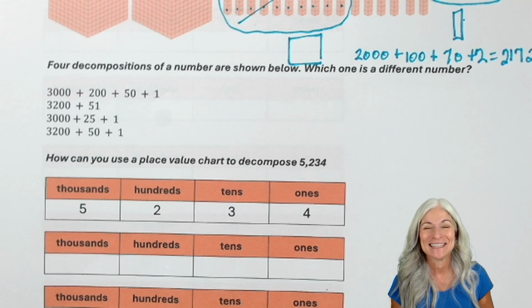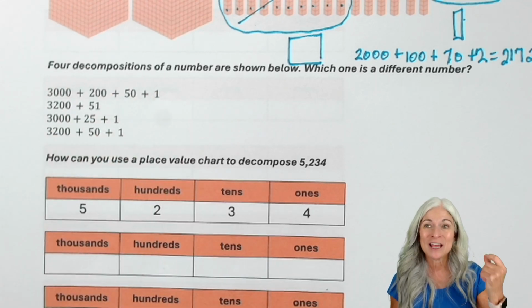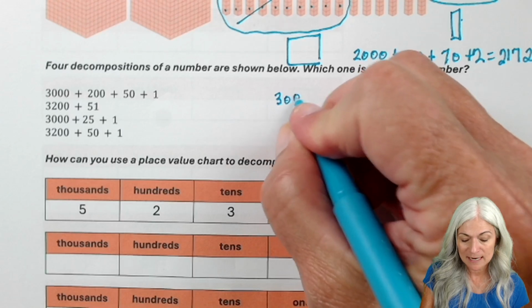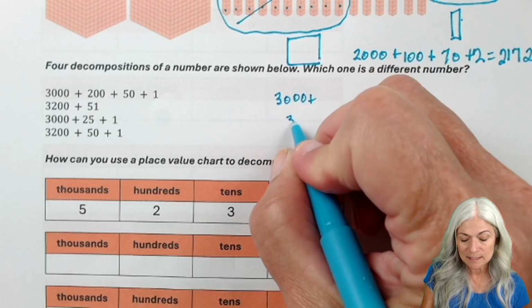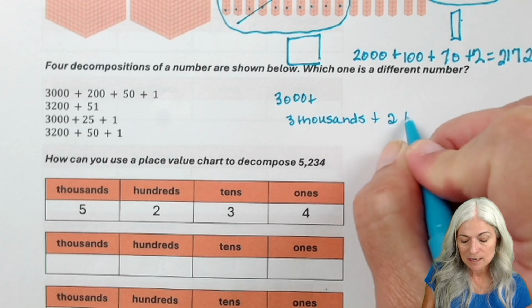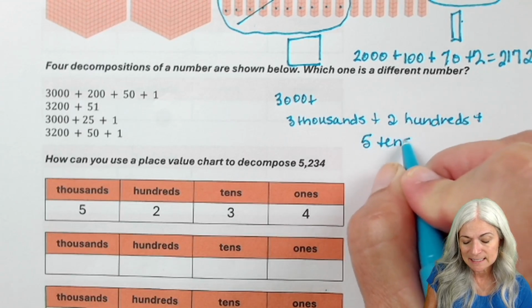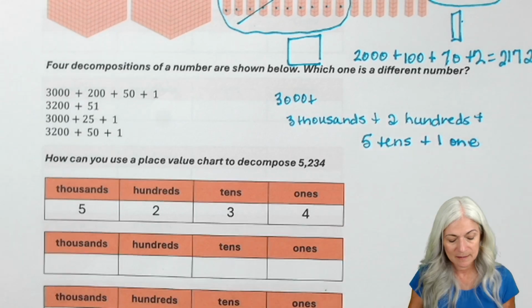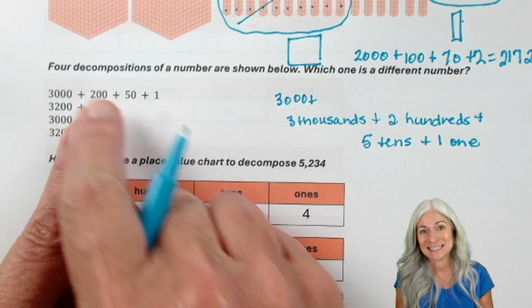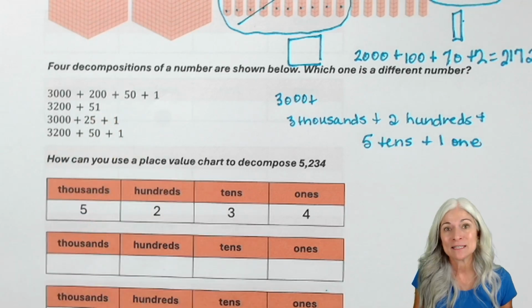Which one is different? Well, here we've got 3,000s, 200s, 5 10s, 1 1s. Which other ones show 3,000s? So 3 in the thousands place, plus the 200, so 3,000s. Let's look at it like this. And 200 plus 5 10s plus 1 1. Okay, well, I see 3,000. Do I see 200s? Yes. Do I see 5 10s? Yes. Do I see a 1? Yes.